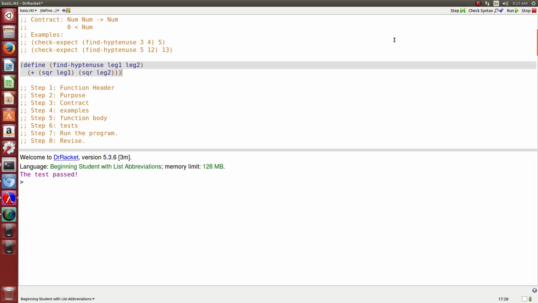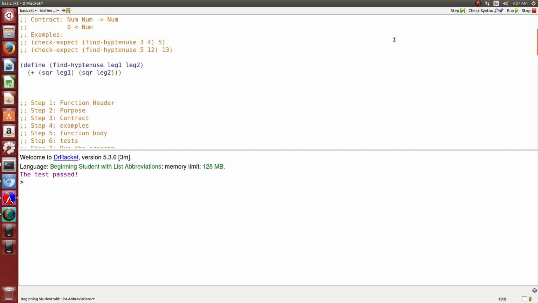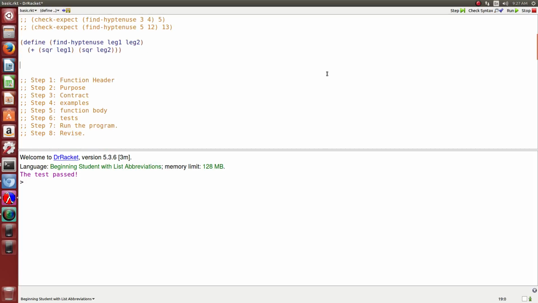And this is my first attempt at writing a function body. Hopefully everything works out fine. But let's just go along with what's next. So the next thing is tests. These are basically more of these, and you can uncomment these now. But I'm just going to write some check expects. Check expect find hypotenuse. Maybe I should have picked a smaller name for the function.